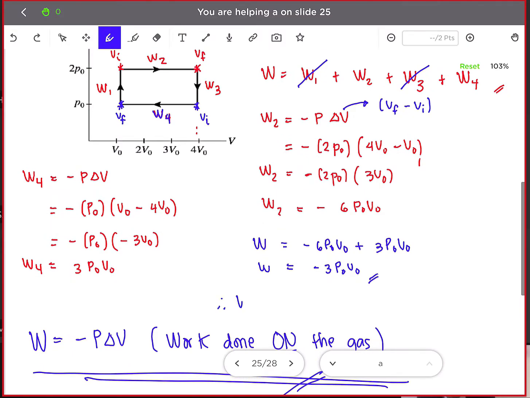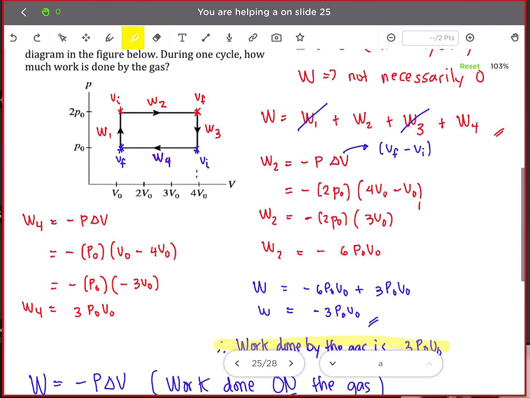Therefore, the work done by the gas is 3 POVO. This is the answer. So meaning to say, we just have to take the negative quantity of the work done on the gas, then that becomes the work done by the gas. Let me write that down.